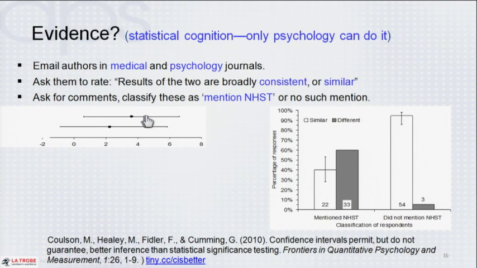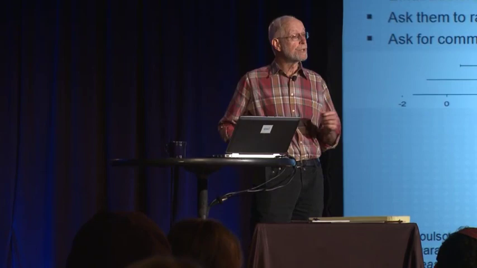And the interesting thing was that folks who mentioned significance testing, 60% or so, rated the two as somewhat different, disagreeing. But more than 90% of those who did not mention significance testing rated the two as agreeing, a much more justifiable conclusion. If you did this study and got this result, and then you replicated precisely and got this result, you would be happy. You could hardly expect to get a result more similar.